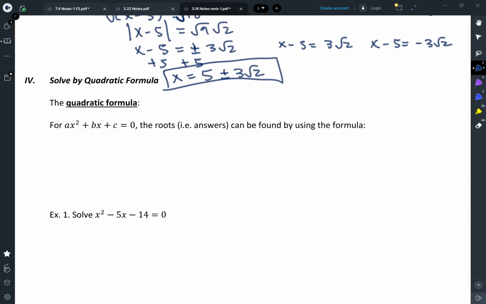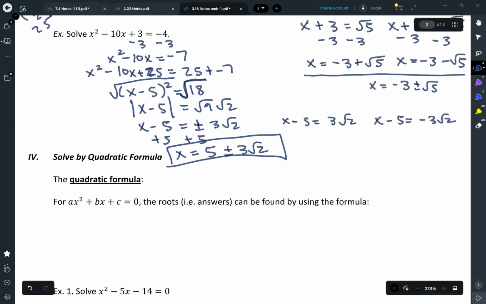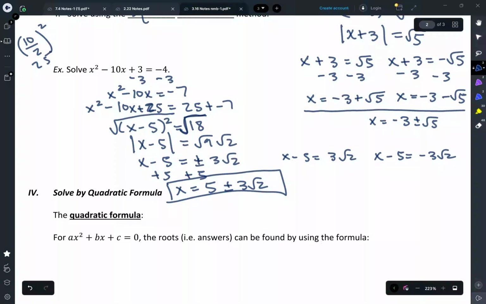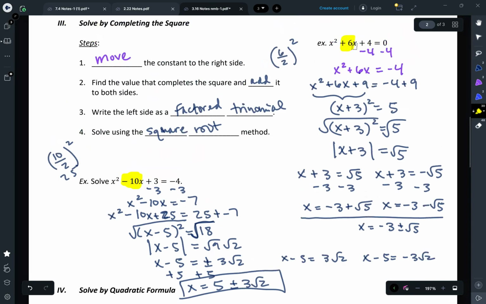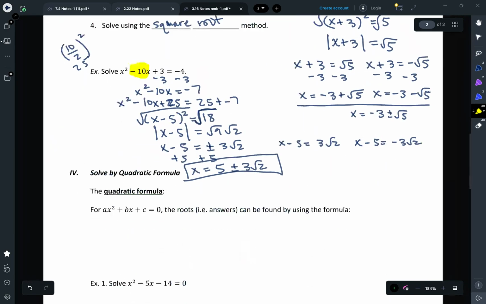So next step is quadratic formula. We can't always solve with completing the square. I really like this completing the square method when my middle term has an even coefficient, like 10 or like 6. But I don't like that method if it's an odd.